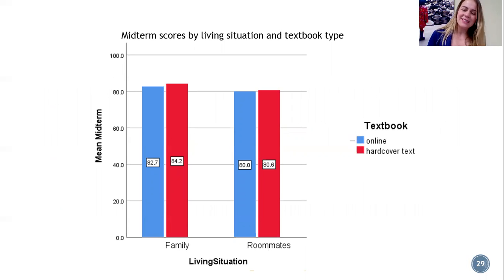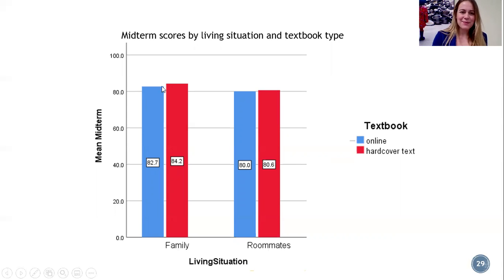The conclusions from this study would be that there is no main effect of living situation. Students perform the same on the midterm, regardless of whether you live with your family or with your roommates. And there's no main effect of what kind of textbook you have, whether it's online or hardcover, and there's no interaction. Having one level of one of the factors doesn't impact the difference between the other levels. I gotta find a way to say that easier. No main effects, no interactions.